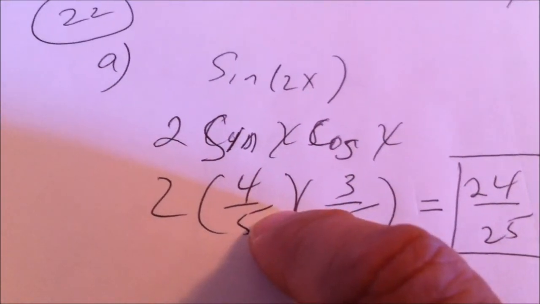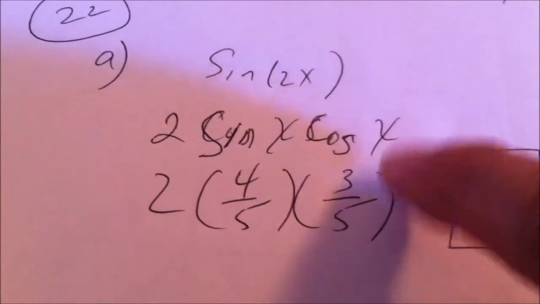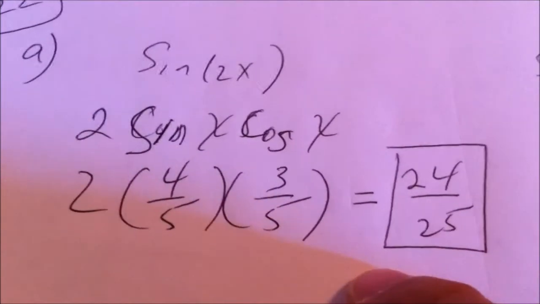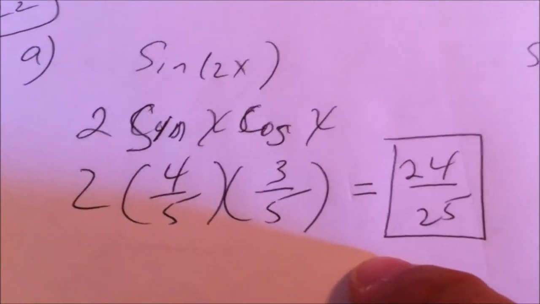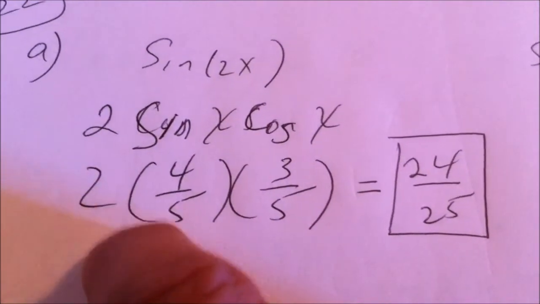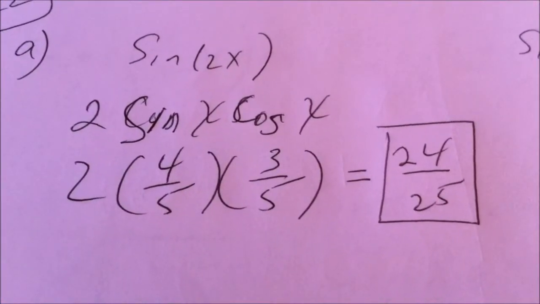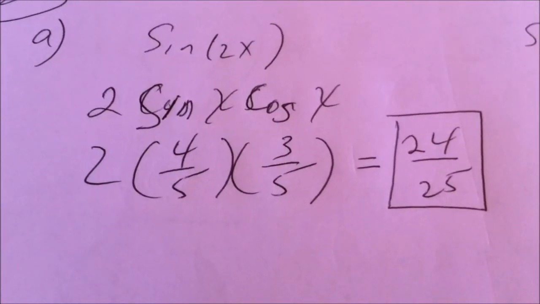4/5 is not an angle, it's a ratio of sides. Cosine of X we figured out from the triangle was 3/5. And then you just type this into the calculator to get your 24/25. If you want to do it without the calculator, you put this over 1, multiply the numerators across, and the denominators across. So that was part A.